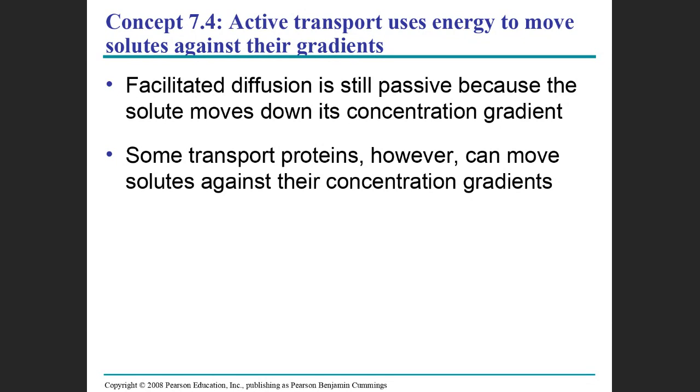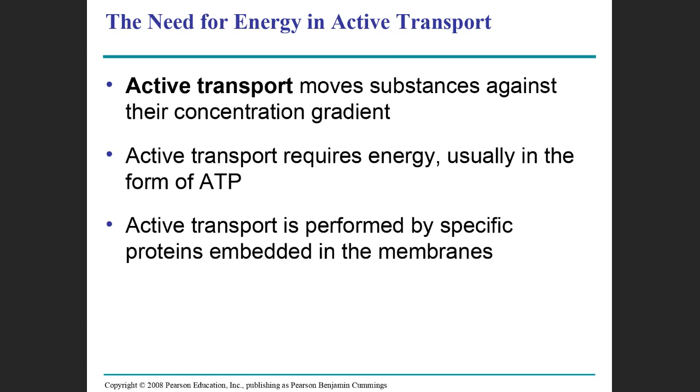That requires the input of energy, and that energy is in the form of ATP, usually, and so this is an active process. So active transport will move substances against their gradient from low concentration to high concentration. That's not the normal way things work. So cells have to input energy in order to make that happen. And that energy is typically ATP, but not always.